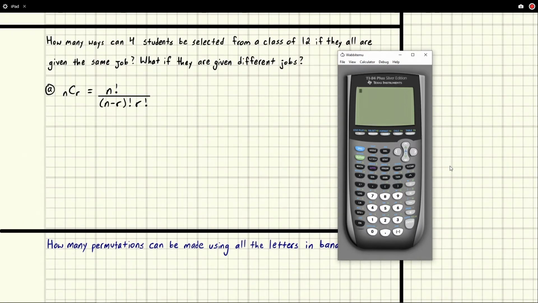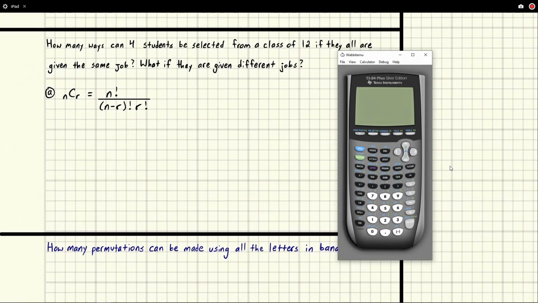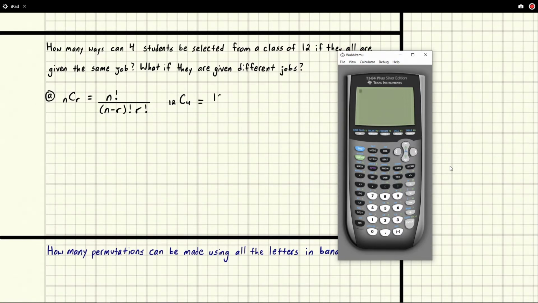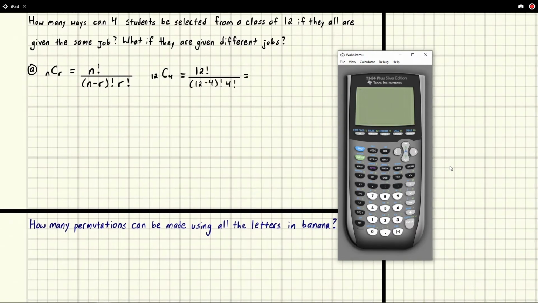So we can go ahead and just do this. n is the total number of things, so in this case, it's people, and there's 12 people total. And we're choosing 4 of them. If we plug this into our formula, we have 12 factorial over 12 minus 4 factorial, 4 factorial, right? Because this is r and r again. Just plug it in exactly how it looks in the formula. And now this is the same thing as 12 factorial over 12 minus 4, which is 8 factorial times 4 factorial.